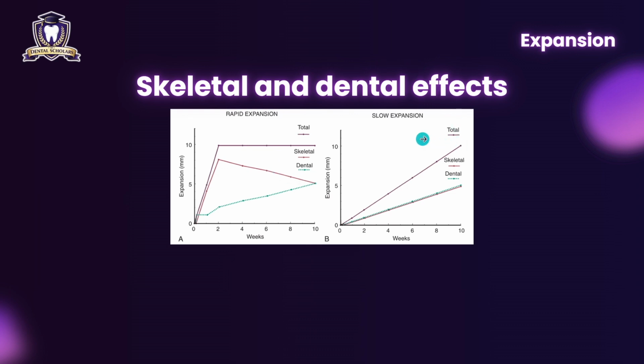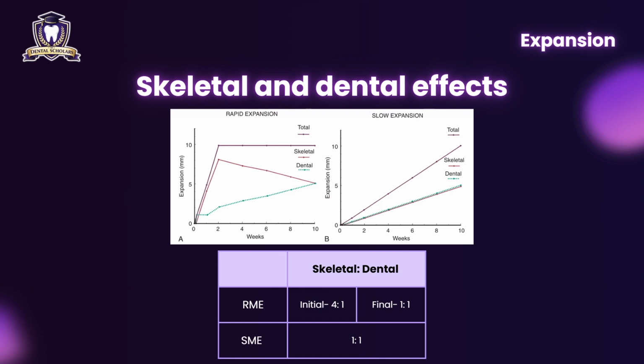Now let us go on to the graph on the right side, which is the effects with slow maxillary expansion. Here we see that all the lines, that is the total expansion, the skeletal and the dental expansion lines, increase gradually. There is no sudden jump. So here, both the red and the green lines rise almost equally. This indicates that half of the expansion is skeletal and half is dental. So for 10 mm of expansion, about 5 mm is skeletal and 5 mm is dental in case of slow maxillary expansion.